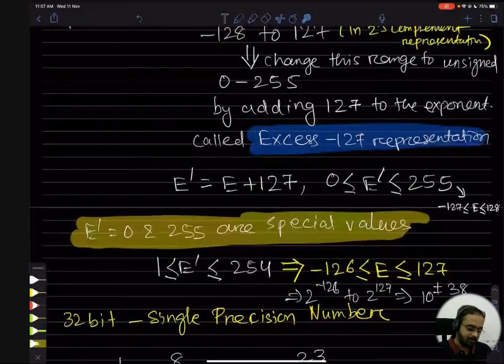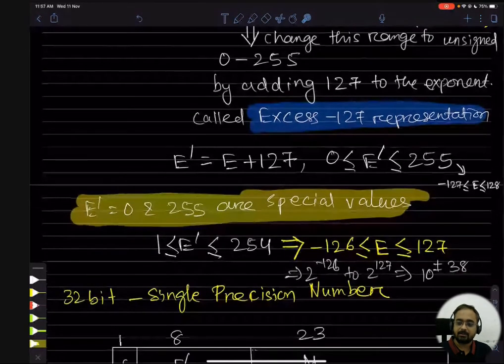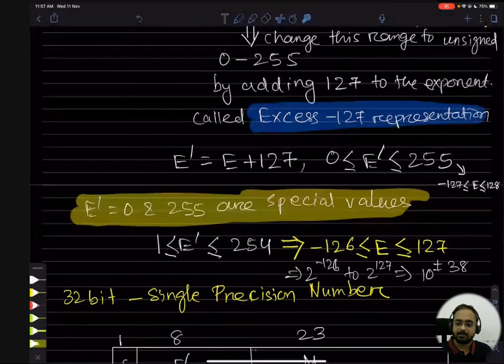So that is our 32-bit representation that you have seen just now. But there is another type of representation, which is the 64-bit representation. That also we will see.